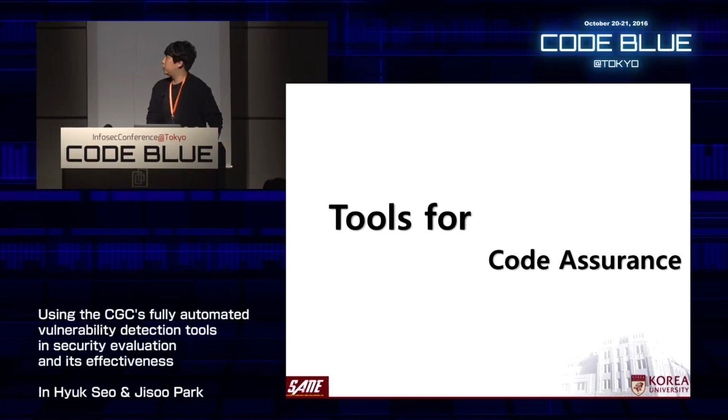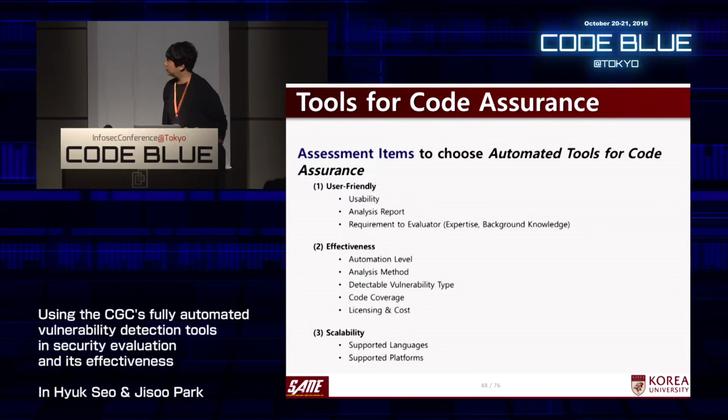And now we talk about code level automated tools. These are assessment items to choose automated tools for code assurance. I want to skip the same parts I mentioned at the design level. Here, in effectiveness, analysis method is the technique and tool attribute for code assurance, such as static analysis, binary analysis. And detectable vulnerability type is the type of vulnerability that the tool can detect. Code coverage is a measure used to describe the degree to which the code or program is executed when a tool runs. But for almost all modern tools, in principle, code coverage increases as time goes by. And supported language is the tool's support for the target of evaluation's programming language, like C, C++, Java, or low-level binary.